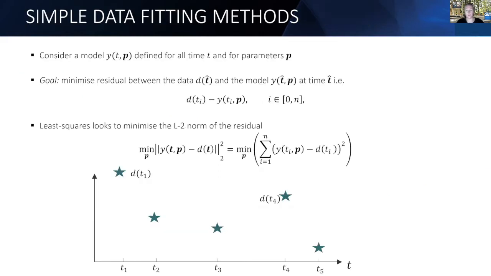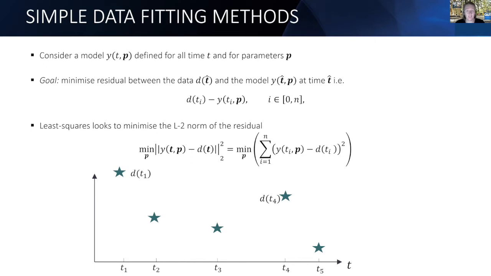And so I also want to talk very briefly about some very simple data fitting methods. And I'm going to talk about my favorite, which is a simple least squares fit. And so the way data fitting works usually is that you consider you've got a model, which I've denoted here as y of t, p. So our model is defined for some time t and for parameters p. And now the goal usually when you have a model is to obtain an estimate for these parameters, or this vector of parameters that I've called p here.